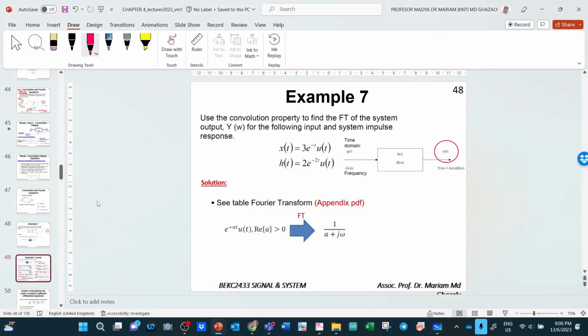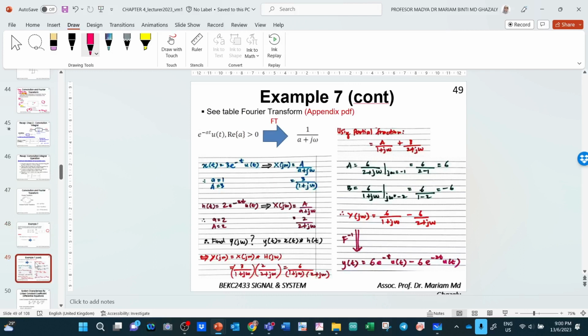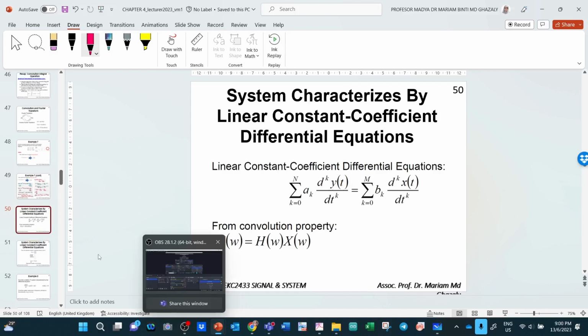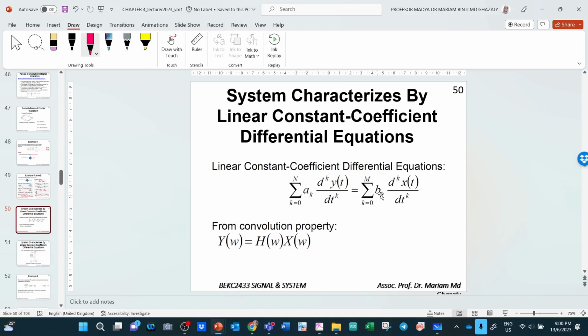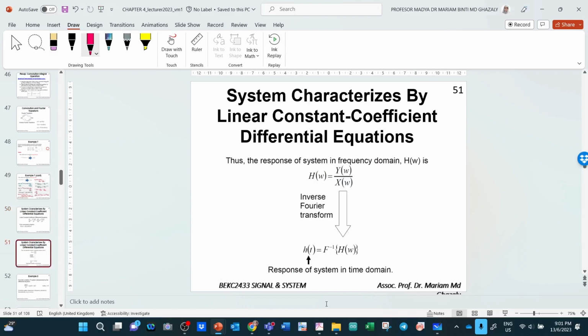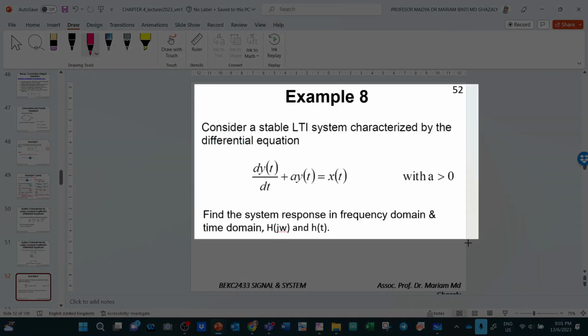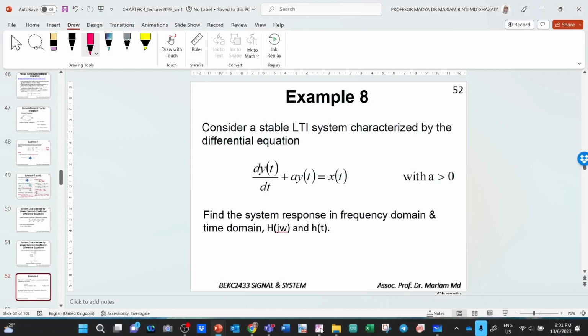Let's look at another example. In the other slide, this one is just the steps, the same steps that I explained just now. Let's look at this one. So you have a system characterization using a linear differential equation: summation of a_k d^k y(t)/dt^k equal to summation of b_k d^k x(t)/dt^k. Same thing. If you have it in terms of the frequency domain, then you can use the inverse Fourier transform to inverse it back to the time domain. So let's look at this example whereby you have a system in terms of a differential equation.